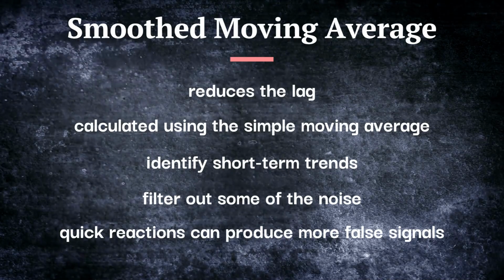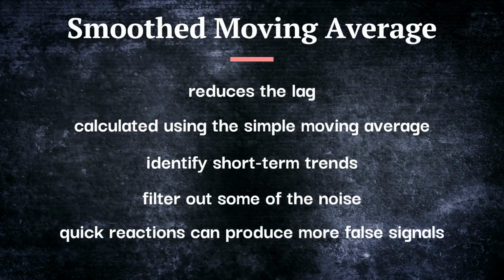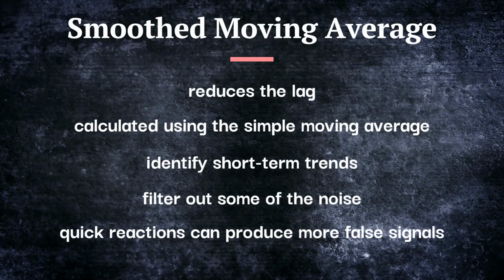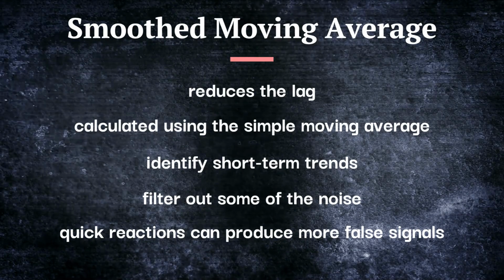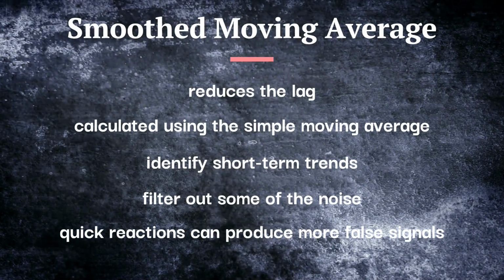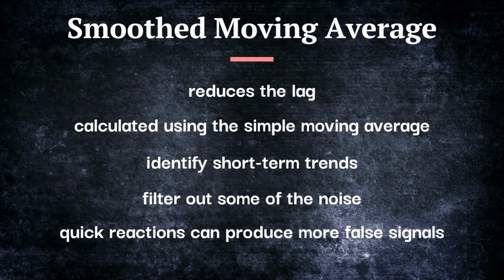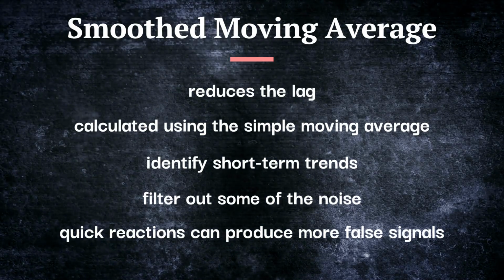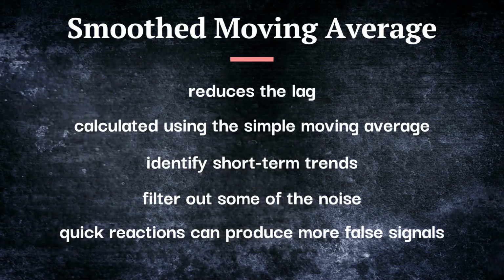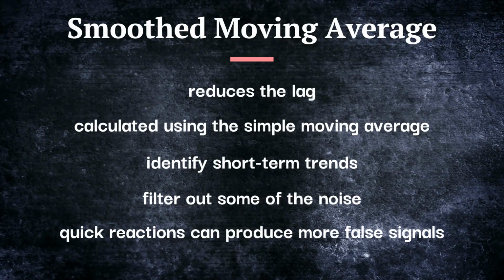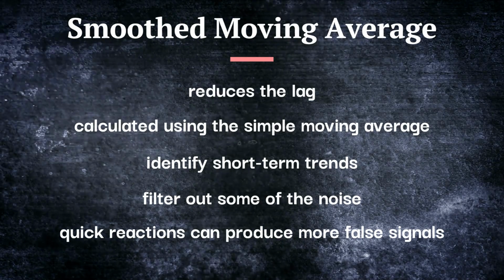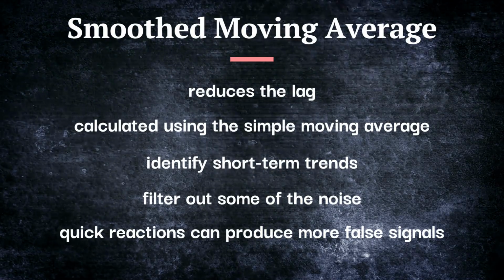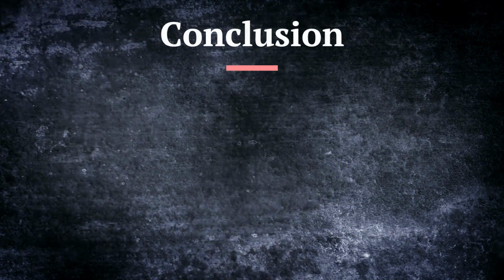Overall, the smoothed moving average is a useful tool for technical analysis, and can be a valuable addition to a trader's toolkit. By understanding how it works and how to use it in combination with other indicators, traders can gain a deeper insight into the market and make more informed trading decisions. In conclusion, the smoothed moving average is a type of moving average that can help to reduce the lag present in other types of moving averages, making it a useful tool for identifying short-term trends. By combining it with other indicators, traders can gain a more complete picture of the market and make more informed trading decisions.